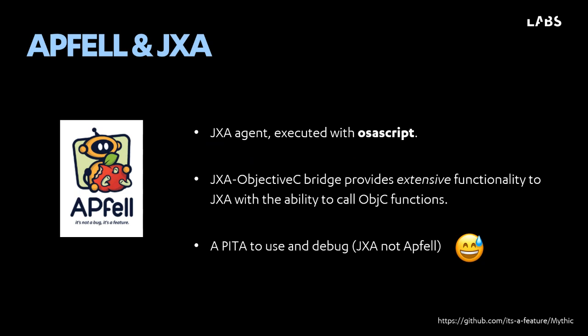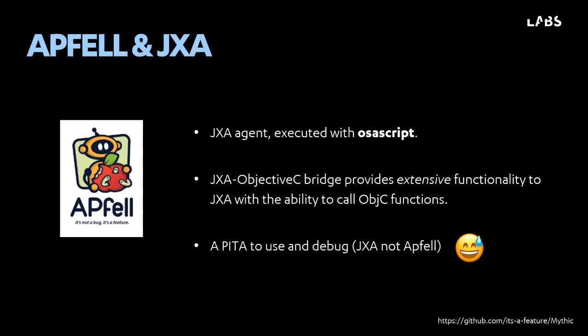So what is JXA? JXA stands for JavaScript for Automation, and it's a programming language that is on every macOS device. You can think of it like PowerShell, in the fact that you can access native functionality of the OS via a bridge. So the JXA Objective-C bridge lets you call native Objective-C functions, which makes it really, really powerful when doing things like payload development.